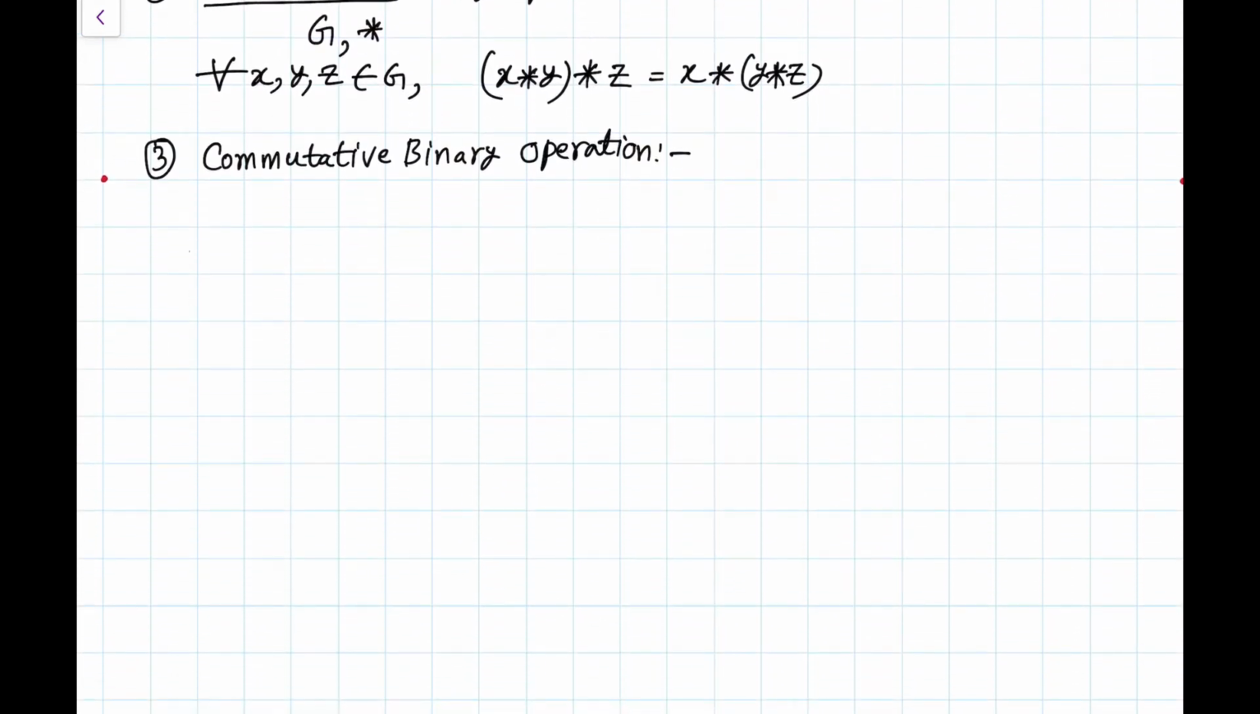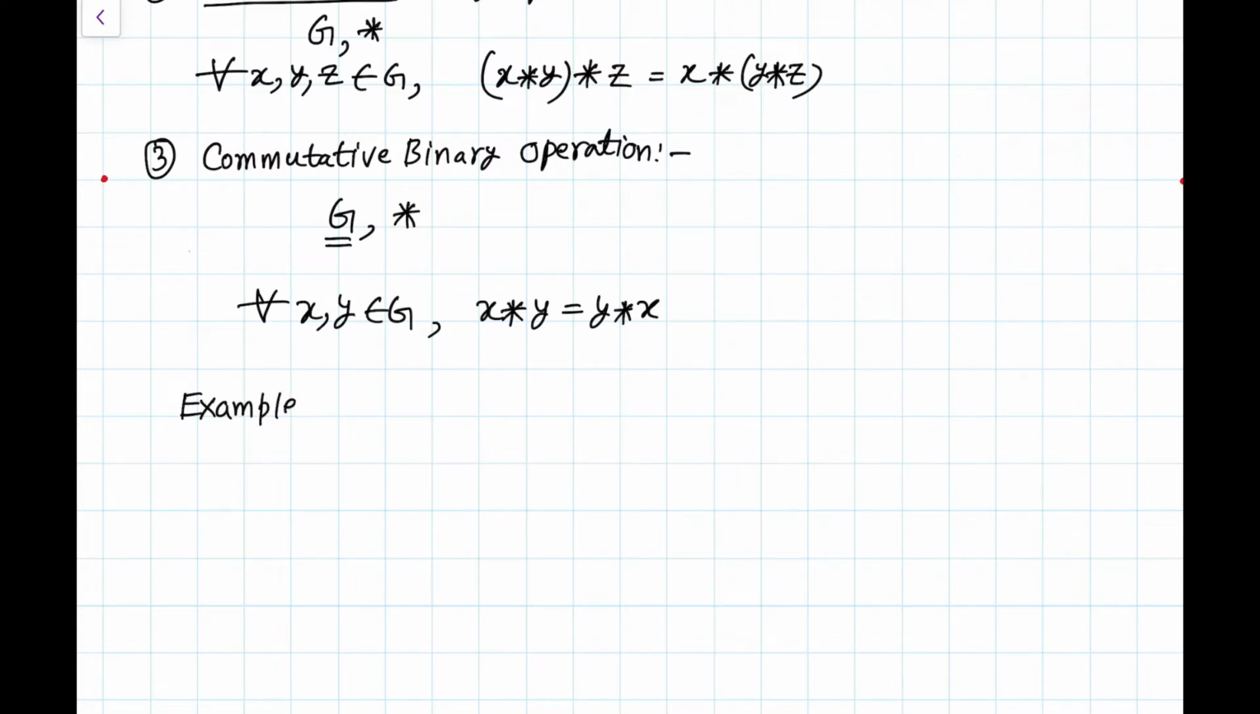A commutative binary operation on a set G: star is the binary operation, and it is said to be commutative on the set G if for any two elements in the set, x star y is equal to y star x. Okay, so let us see some examples.